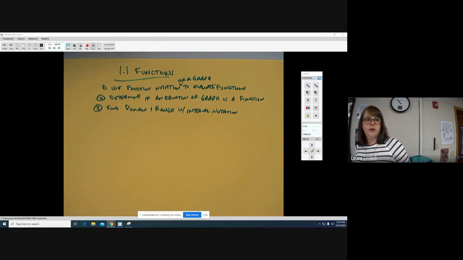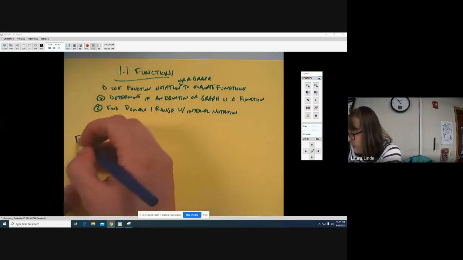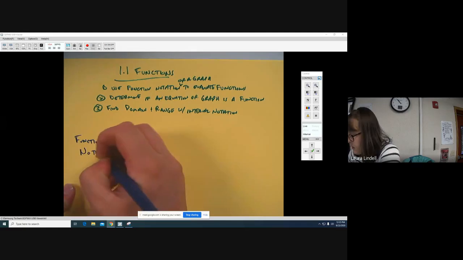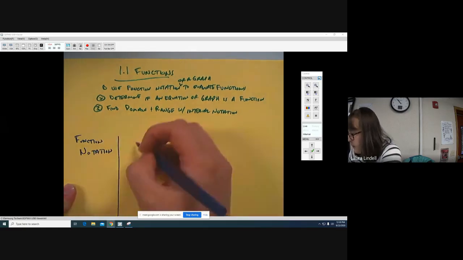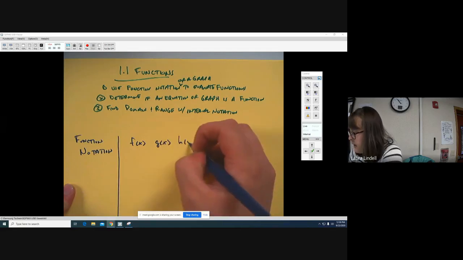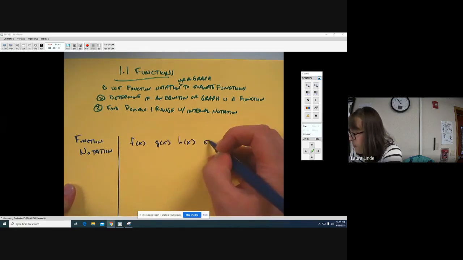We want to use function notation or a graph to evaluate functions, determine if an equation or graph represents a function, and find domain and range with interval notation. So hopefully most of this is somewhat familiar. It's just kind of jogging our memories here. So first of all, function notation. That was that f of x, g of x, h of x, things like that.